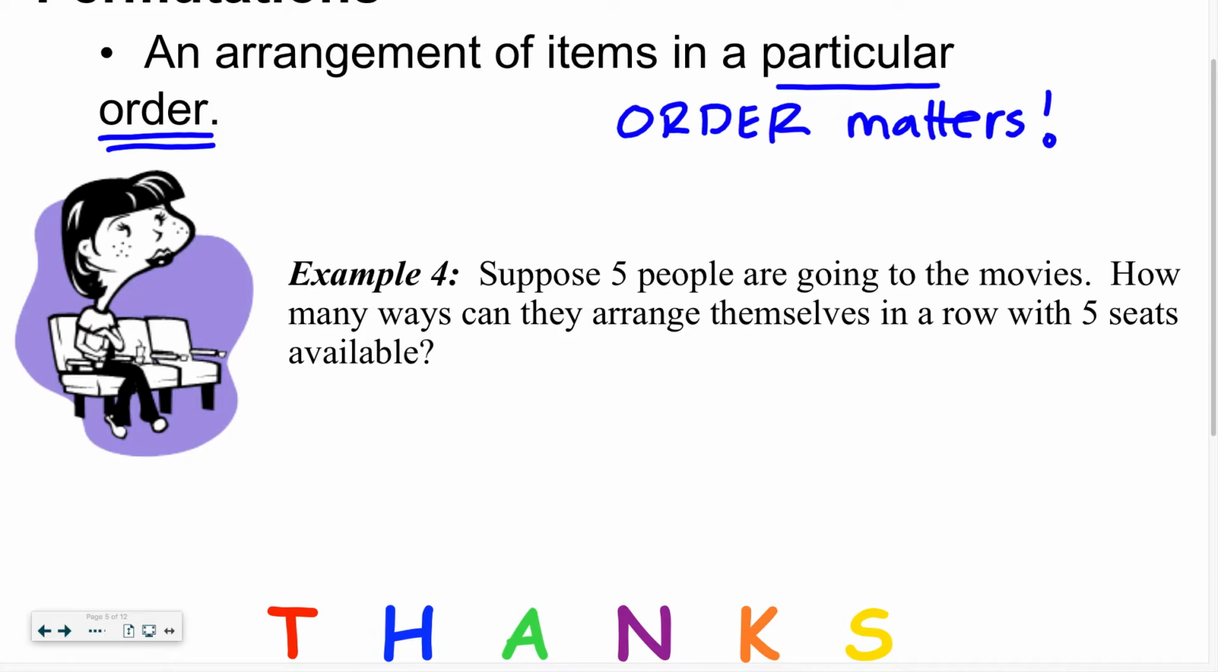Okay, so you're fighting, but in the end, how many people get to sit next to me? One. And how many ways can you get that first person in there?